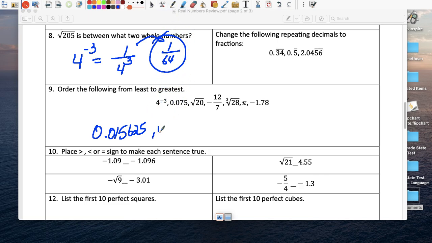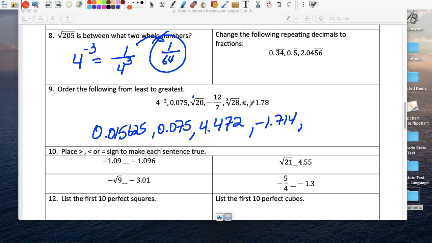The second one is already a decimal, so I don't have to change it. Square root of 20, it's not a perfect square, so it's going to be a decimal that goes on forever and ever. So that's about, let's just go a few decimal places, 4.472, right? And then negative 12 over 7, again, I change that to a decimal, 12 divided by 7. So that becomes negative 1.714. I'm not going to write too many decimals, just to the thousandths should be okay.